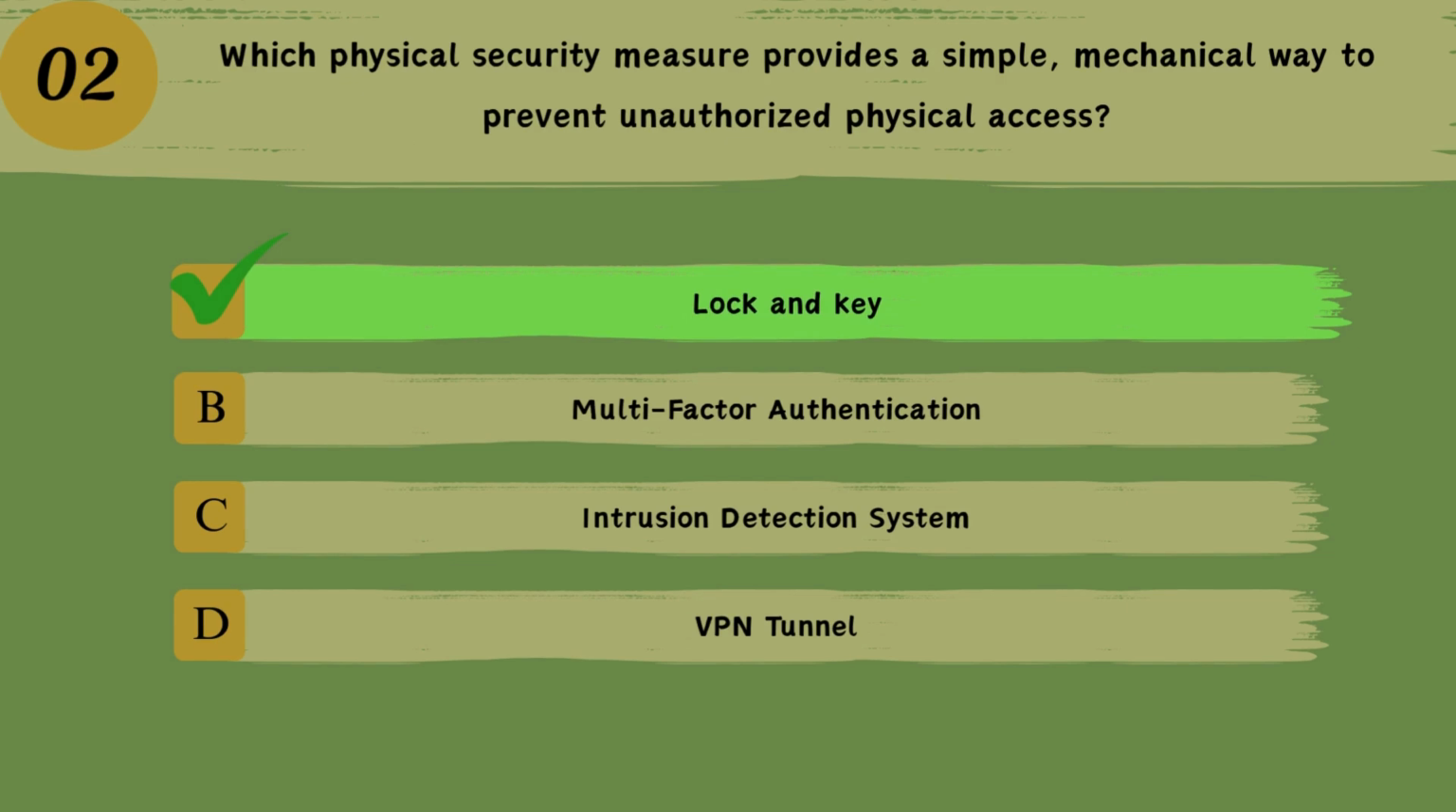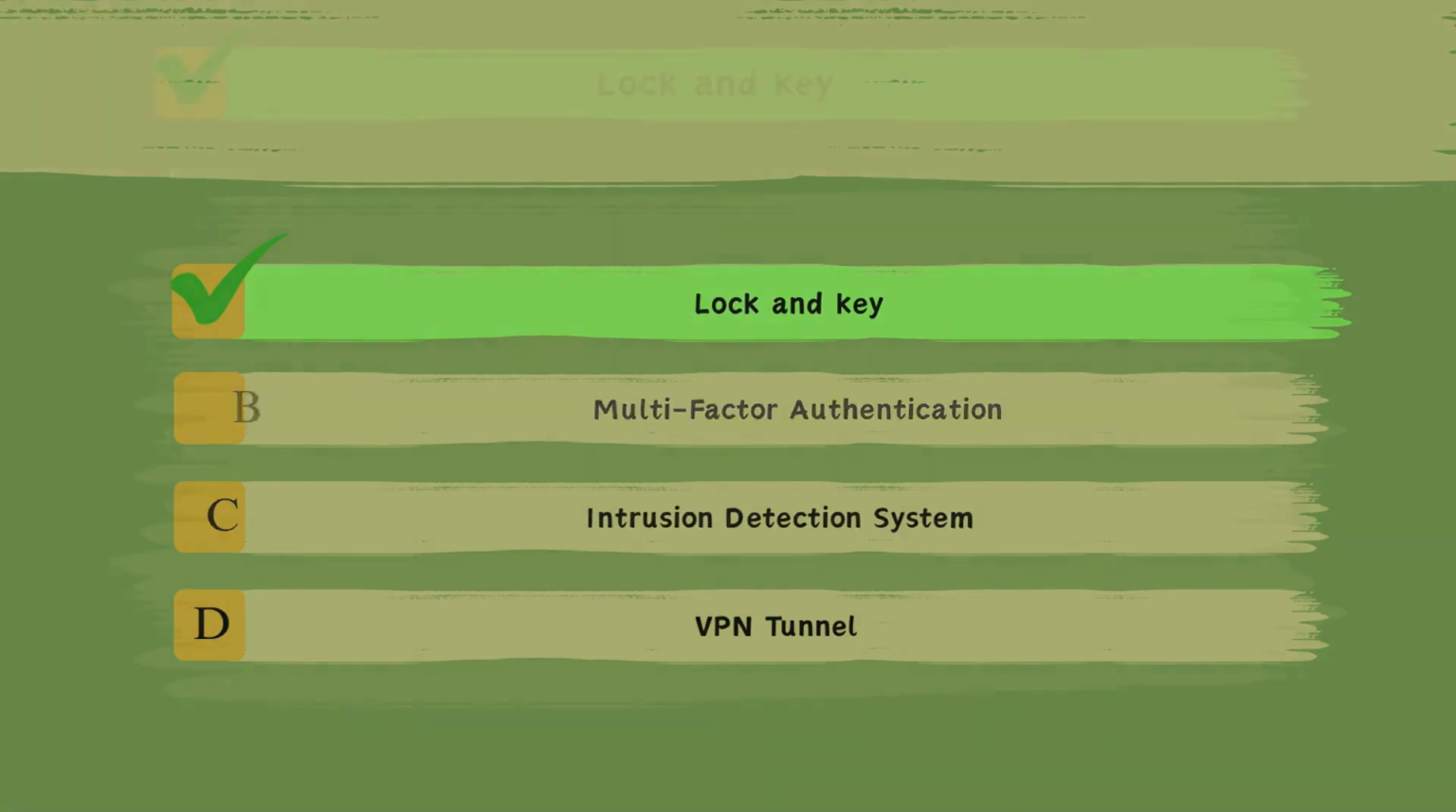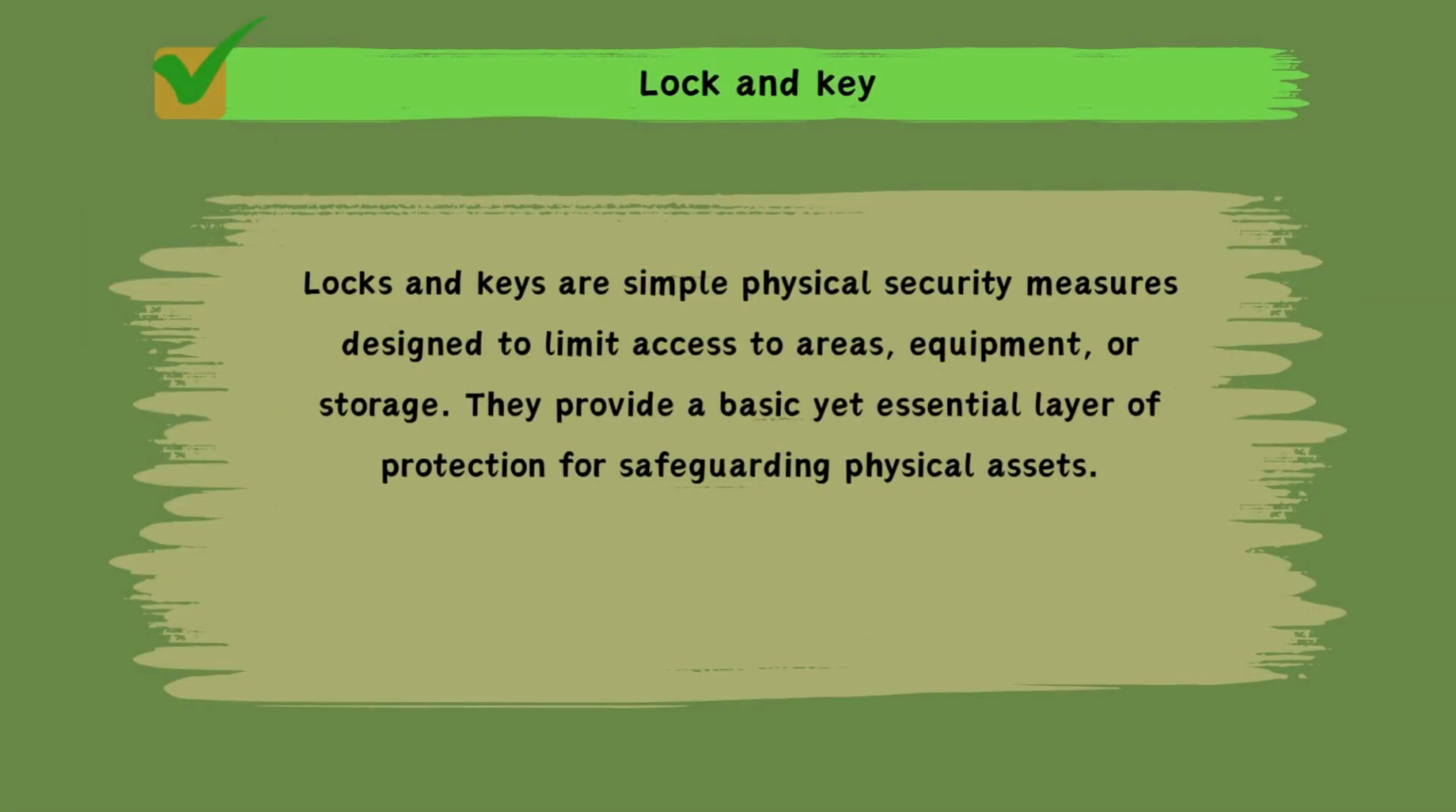Correct answer. A. Lock and key. Locks and keys are simple physical security measures designed to limit access to areas, equipment, or storage. They provide a basic yet essential layer of protection for safeguarding physical assets.